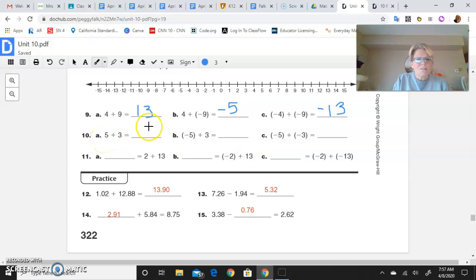Number 10, 5 good guys plus 3 good guys is 8 good guys. B, I have 5 bad guys, 3 good guys. Well, the bad guys are going to win by 2. Here I have all bad guys. I can only have bad guys. I have 8 bad guys altogether.